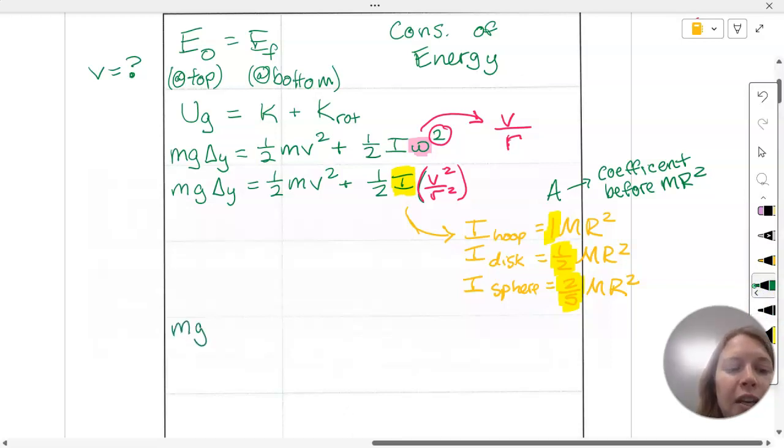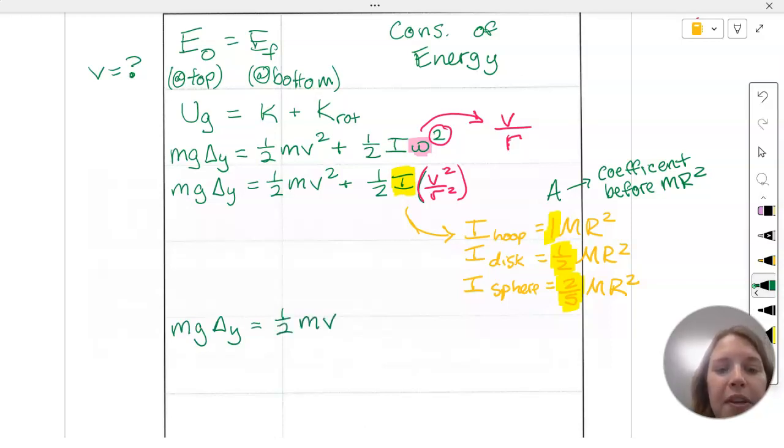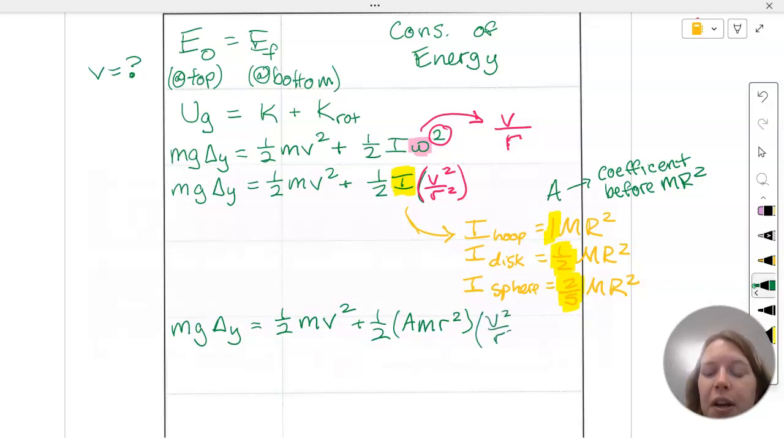So mg delta y equals 1/2 mv squared plus 1/2, and we'll call it A, mr squared. I'm sticking with the little m's and r's, which I used before, times that v squared over r squared. I'm just going to highlight this to make sure it works. The only thing I changed from here to here was I replaced the moment of inertia with A times mr squared. So now that we have this written out, we can see a couple things.